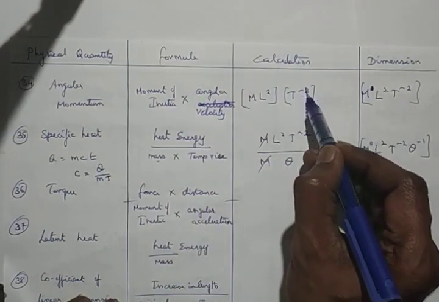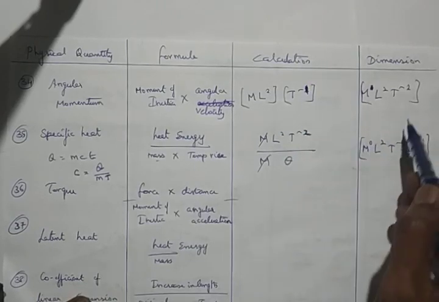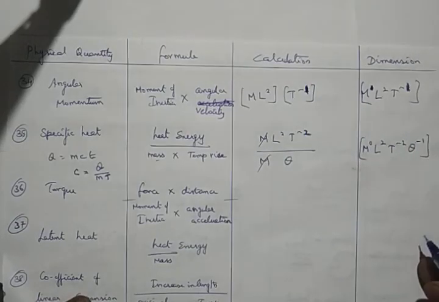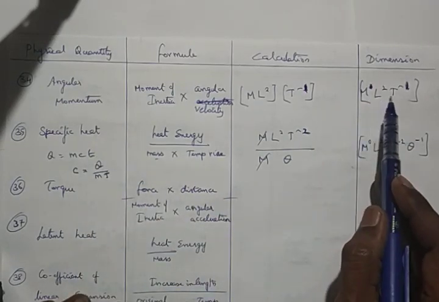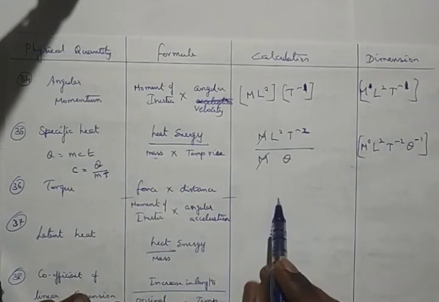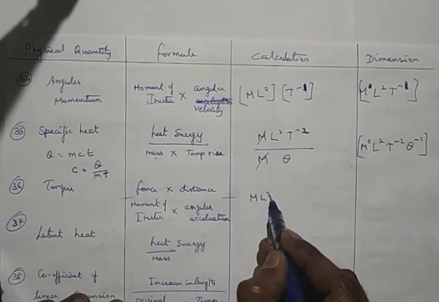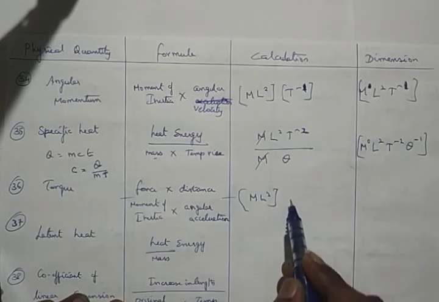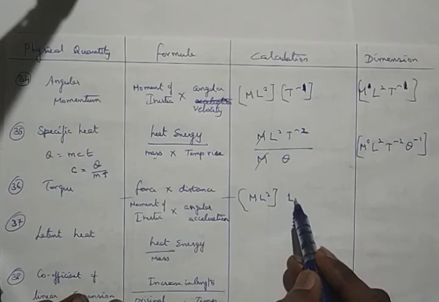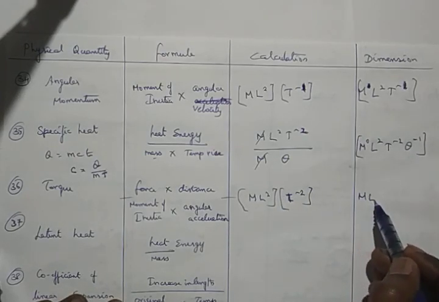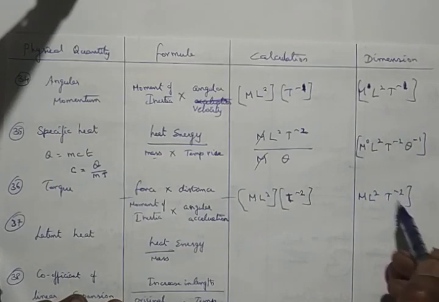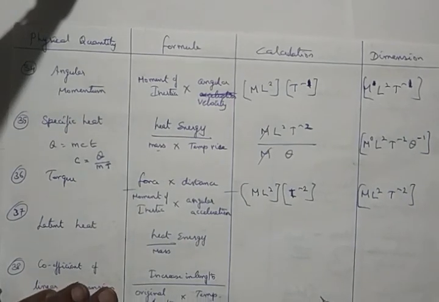So it is L minus 1, T minus 1. So angular momentum is ML2 T minus 1. Whereas this one will be ML2, that is moment of inertia, multiplied by T minus 2. So you get here ML2 T minus 2, which is the dimensional formula for torque.